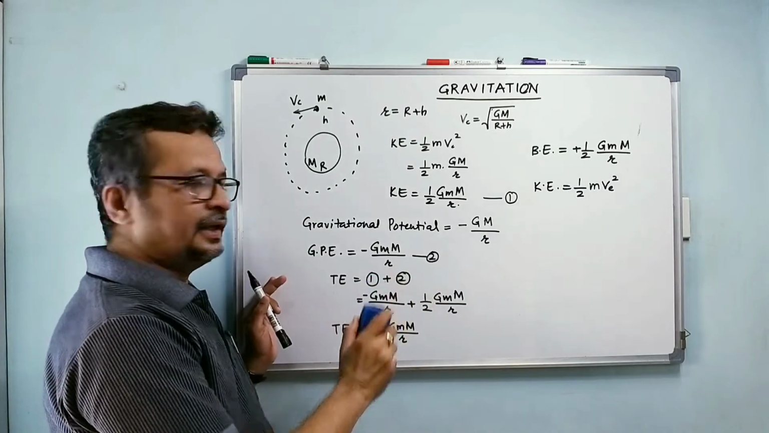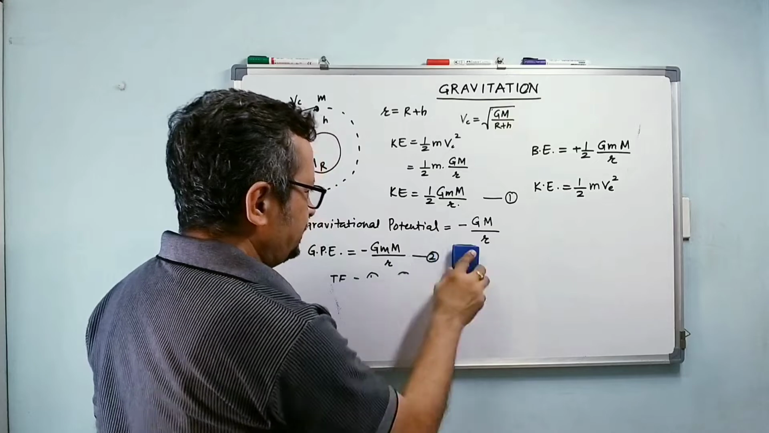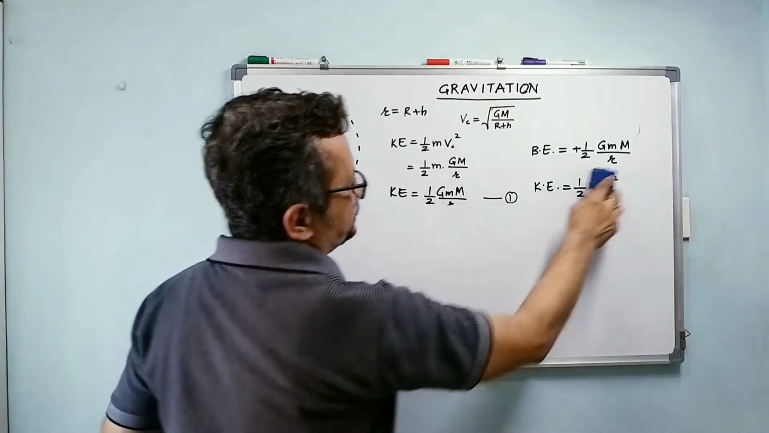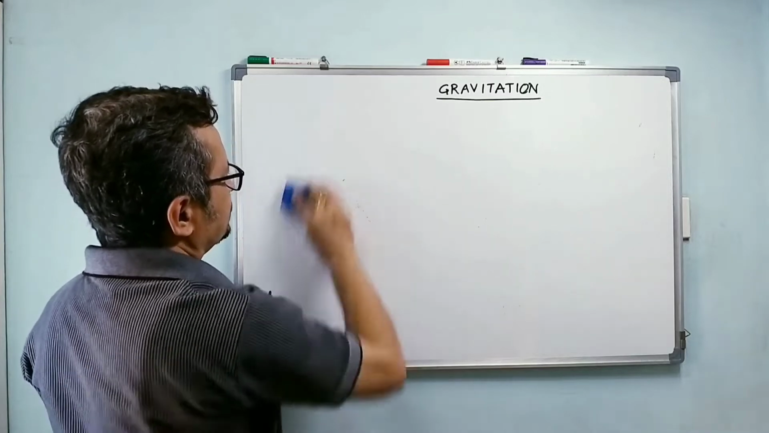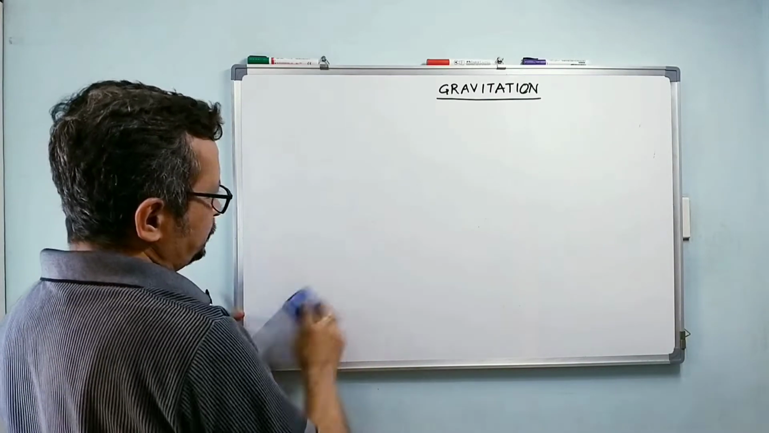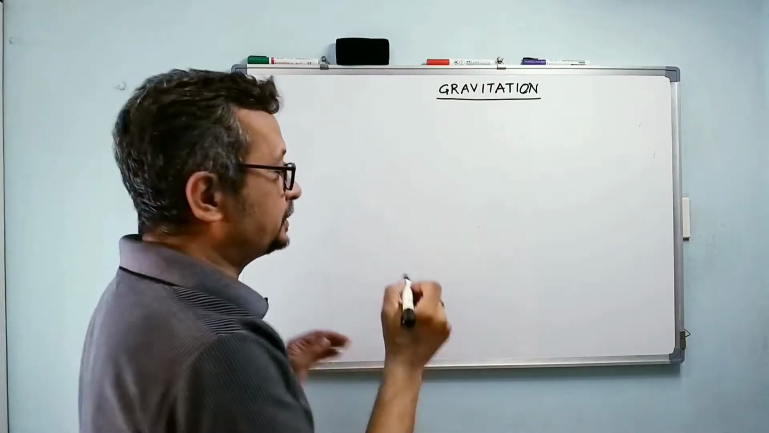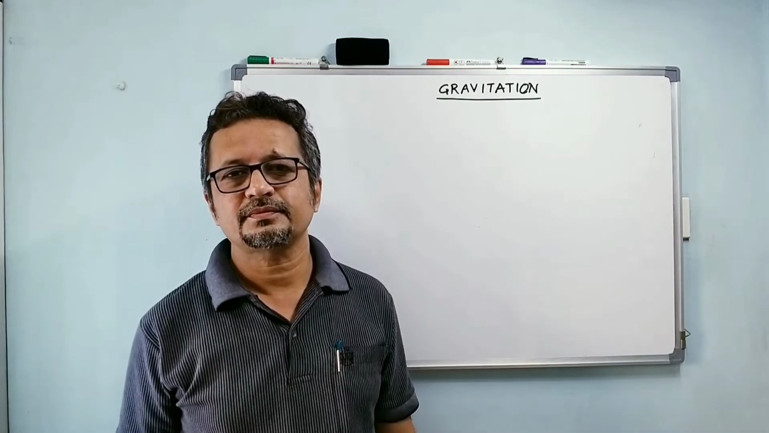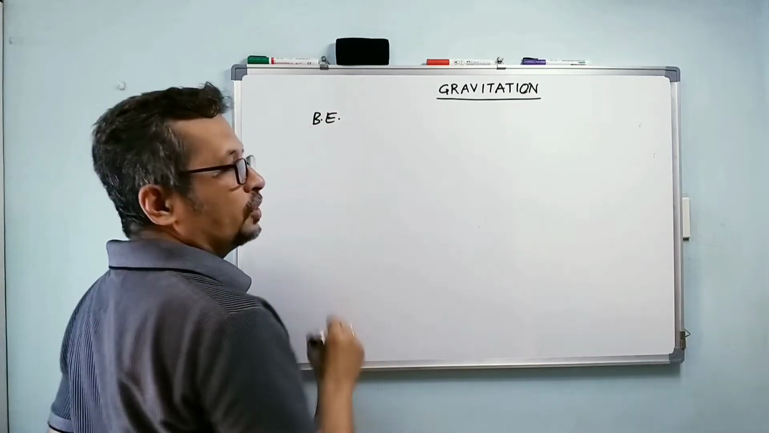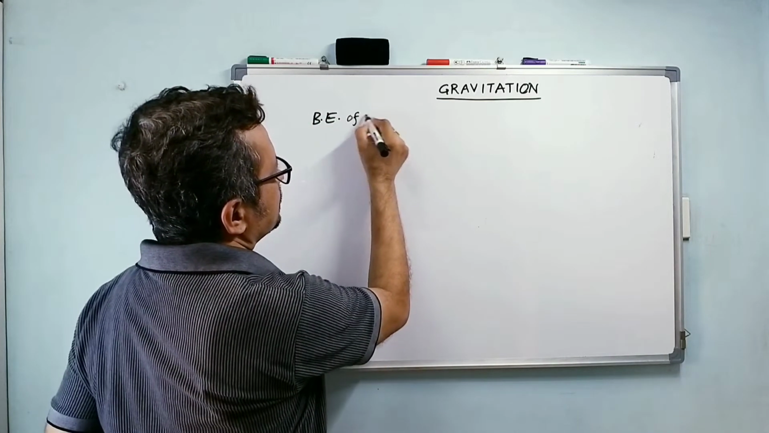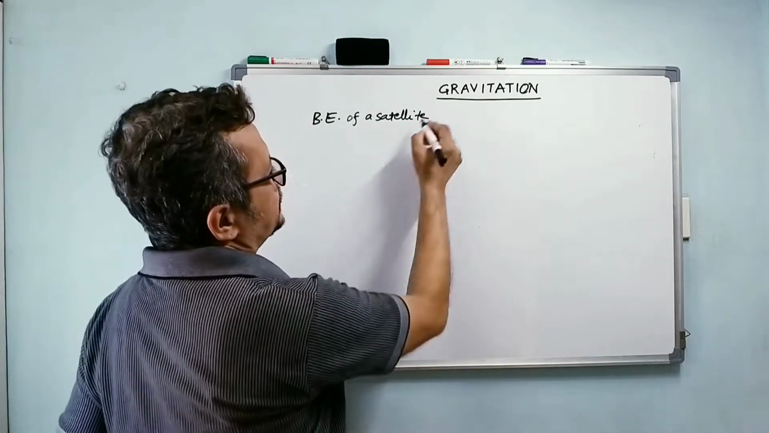I am going to clear it, and all the notes you are going to get in the description later. In the meanwhile I am going to clear this. Obviously now you wouldn't need this diagram. You can simply go back and refer to it. So now let us find the binding energy of a satellite on Earth's surface.